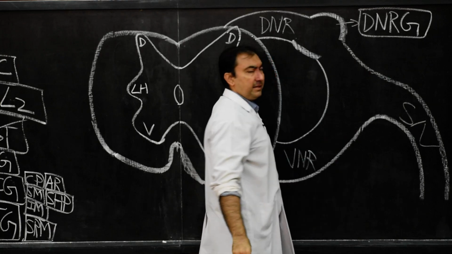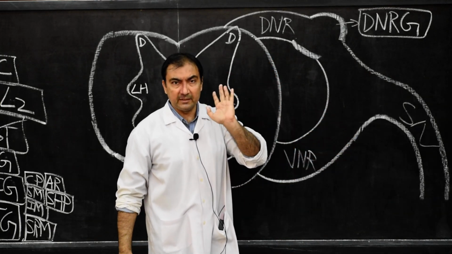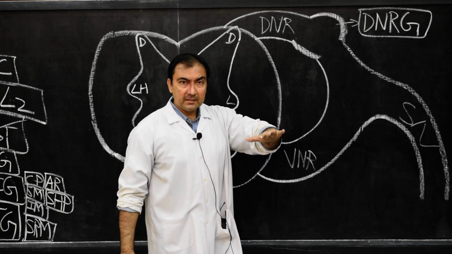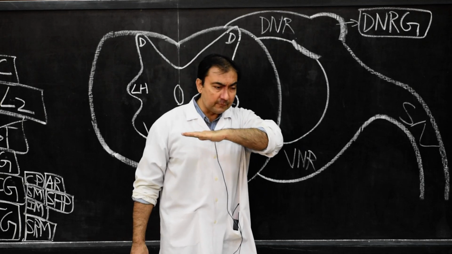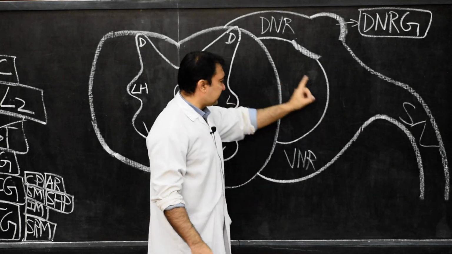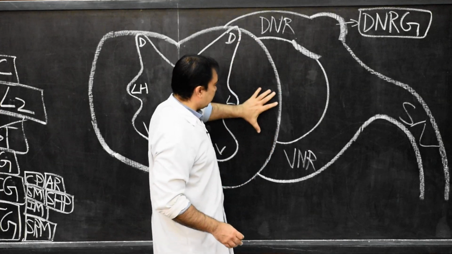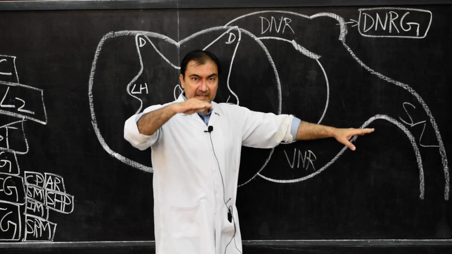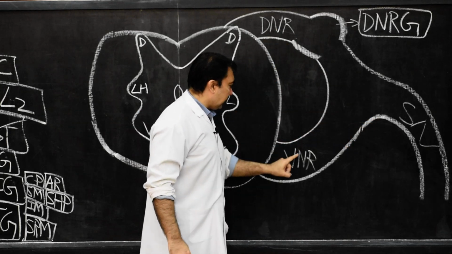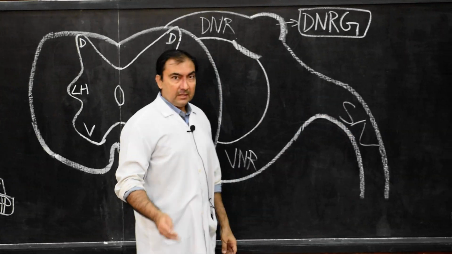Dorsal nerve root ganglion. So therefore, this is a cross section of one spinal segment at one level, from T1 to L2, only at one particular level we have drawn this spinal segment. And this is the general concept. This is how the spinal segment is attached to the spinal nerve of that particular segment through dorsal nerve root and ventral nerve root. And both will join and form the spinal nerve.